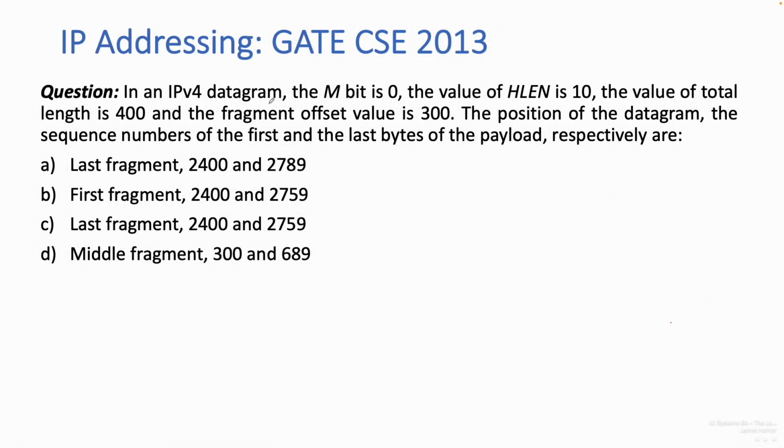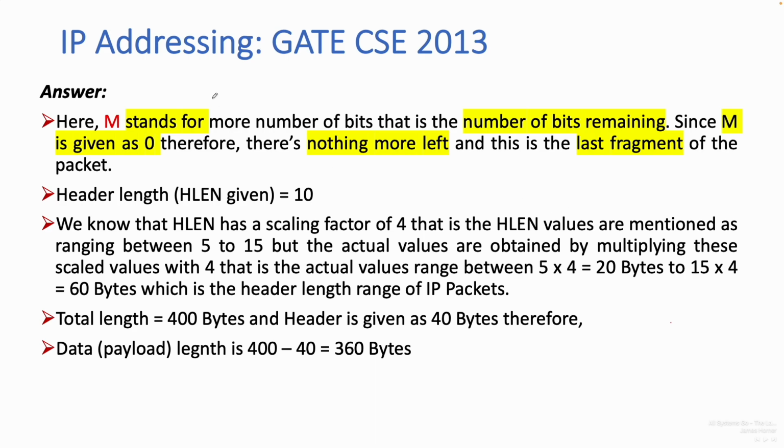So we are going to see a question on IP addressing. The M bit is 0, the value of header length is 10, the value of total length is 400, and the fragment offset value is 300. The position of the datagram is being asked, and the sequence number of the first and last bytes of the payload are being asked. So let's see how to solve it.